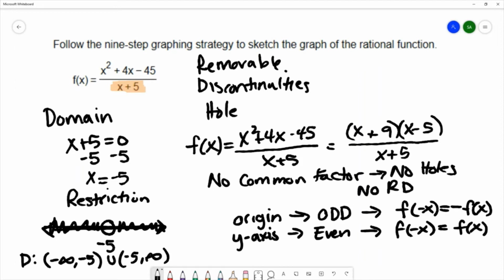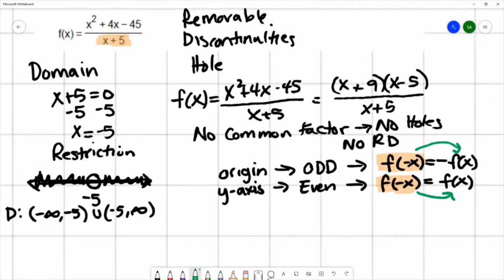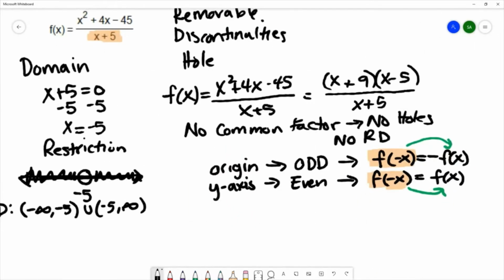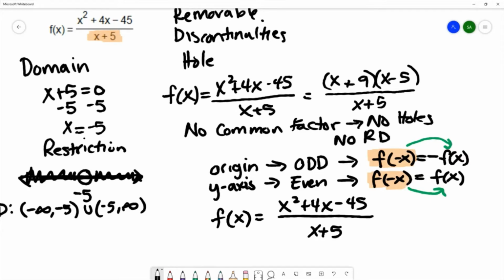So this is the test that we're going to do to determine if our function has symmetry. We're going to calculate f of -x and then compare it to f of x to see if it is the opposite of the original function or the original function. So let's write out our function here. Our function is f of x equals x squared plus 4x minus 45 over x plus 5.